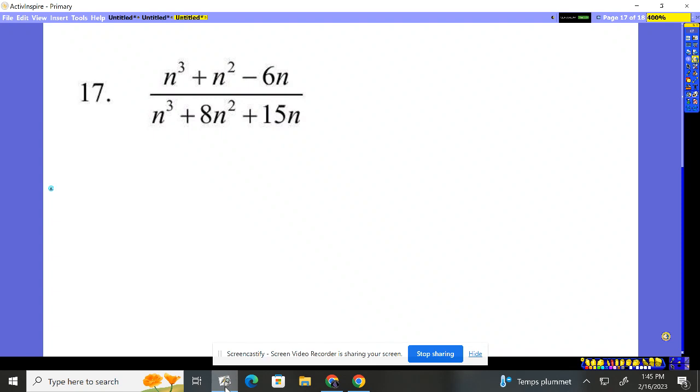Number 17. Okay, we want to simplify this. Obviously, the top is a trinomial, the bottom is a trinomial. So we're like, oh, we need to break it down into the product of two binomials. However, notice that's an n to the third. Every one of them has an n. So before we were going to do that, we're going to factor an n out because everybody up top has an n. And the same happens in the bottom.